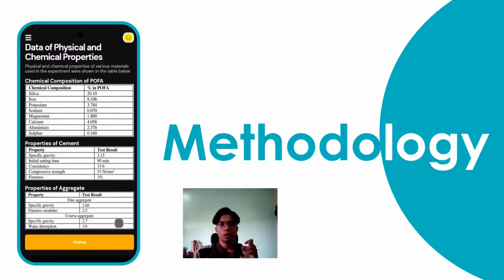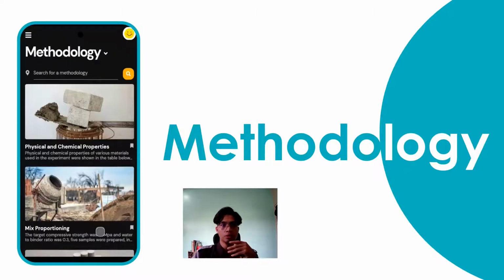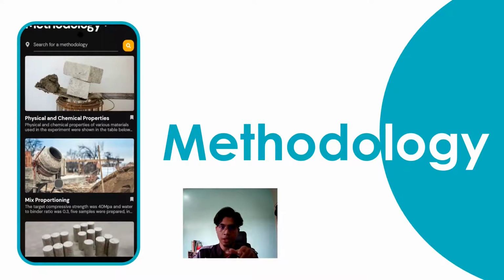And for the properties of aggregate, there are two types of aggregate, fine and coarse. For the fine aggregate, specific gravity is 2.66 and fineness modulus is 2.5. For coarse aggregate, specific gravity is 2.7, and the water absorption is 1%. Okay, I think that's all for the data of physical and chemical properties. Now we are going to go to the mix proportioning.